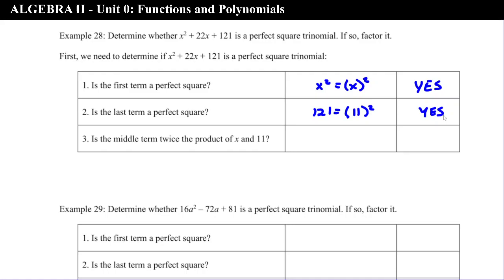All right, so now, this is what the third question really means. Is the middle term twice the product of x and 11? If we take x times 11 and double it, we multiply it by 2, what do we get? Well, we get 22x. Is that our middle term? Yes, it is. So therefore, we have a perfect square trinomial. And our perfect square trinomial can be factored as x plus 11 squared.